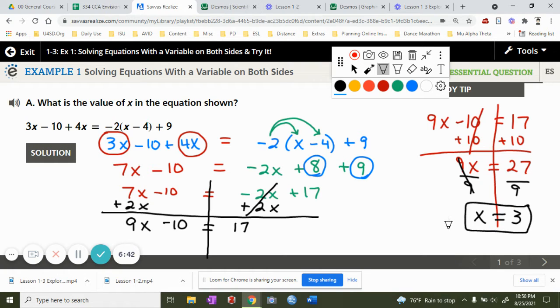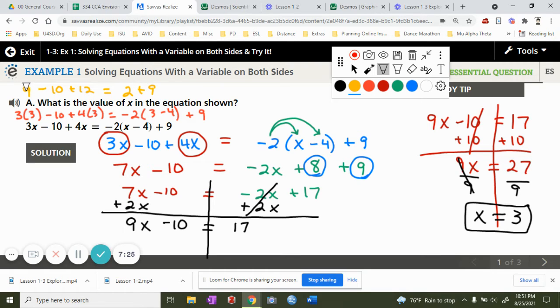Does this solution work? Well, let's test it. I'm going to go back to my original, and I'm going to put that 3 in everywhere I have an x. And then I'm going to see if this works. So 3 times 3 is 9. And then minus 10. And 4 times 3 is 12. And then 3 minus 4 is negative 1. Negative 1 times negative 2 is 2, plus 9.